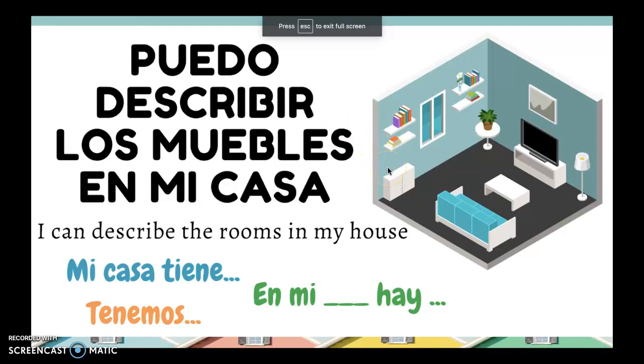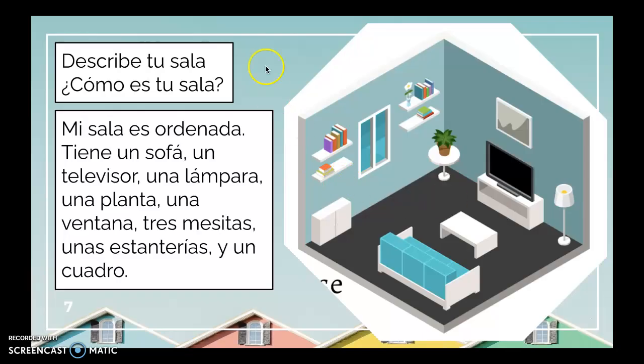Buenos días. All right, we're on the third subobjetivo of this unit. Puedo describir los muebles en mi casa. Muebles, it always reminds me of marbles, but muebles is furniture. Okay, so somebody might say, describe tu sala, or ¿cómo es tu sala? So describe your living room, or how is your living room? Like, what is it like?